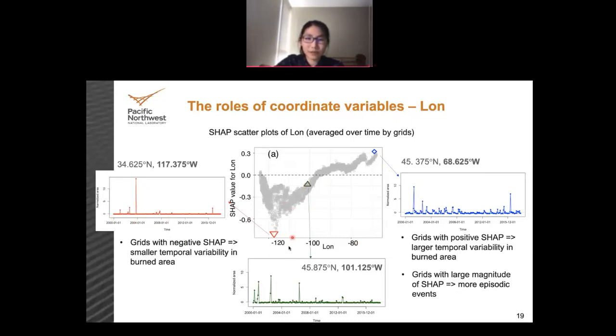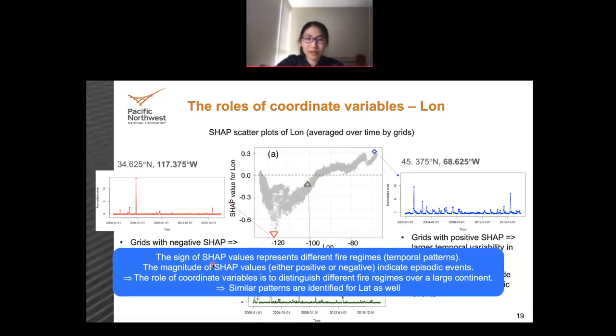And especially for the grids with large magnitude of SHAP, either positive or negative, they tend to have episodic events. So based on the SHAP, we know that the sign of the SHAP represents different fire regimes, different temporal patterns, and the magnitude of SHAP represents the episodic events. So based on the result, we can know that the machine learning model takes the coordinate variables to distinguish different fire regimes, different temporal patterns over a large continent. And we found the same thing for the latitude.